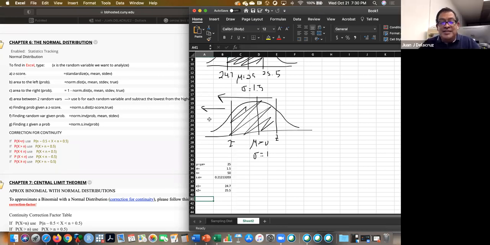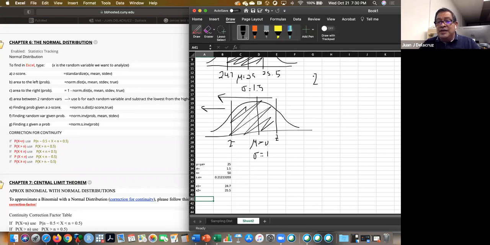So then what we're going to do is find the area to the left of this, right? In the normal case, if you were using the table, you would use the z-score, and then after the z-score, you would use the table. In Excel, you are almost forgetting about the z-score, and you find the area under the curve by using this Excel code, right? So I'm going to say the probability that X is less than 24.7. Can you guys see?